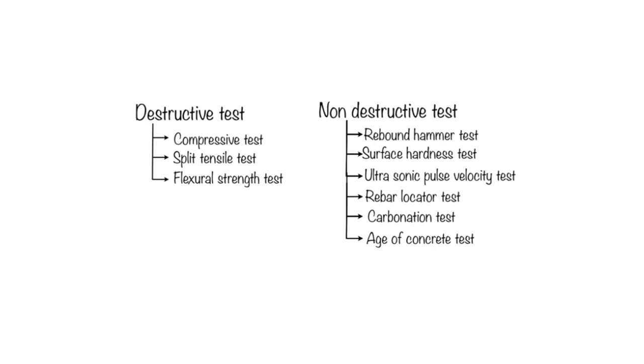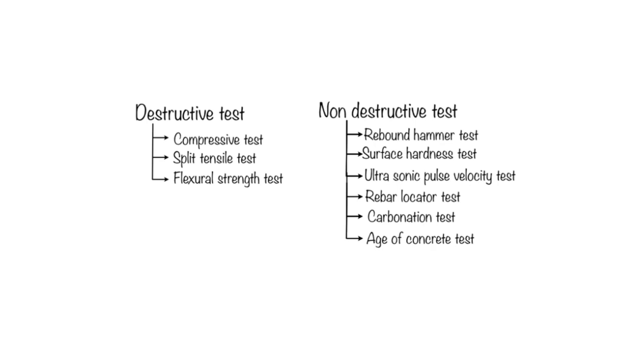Then split tensile strength we have to determine by making a cylinder specimen. From the cylinder specimen, we have to find out the tensile strength of the given concrete specimen.